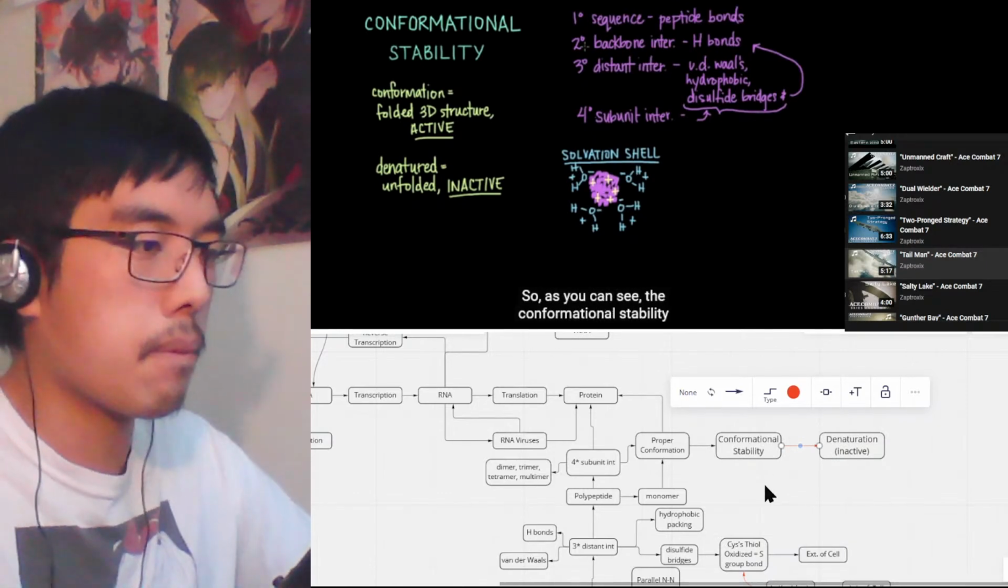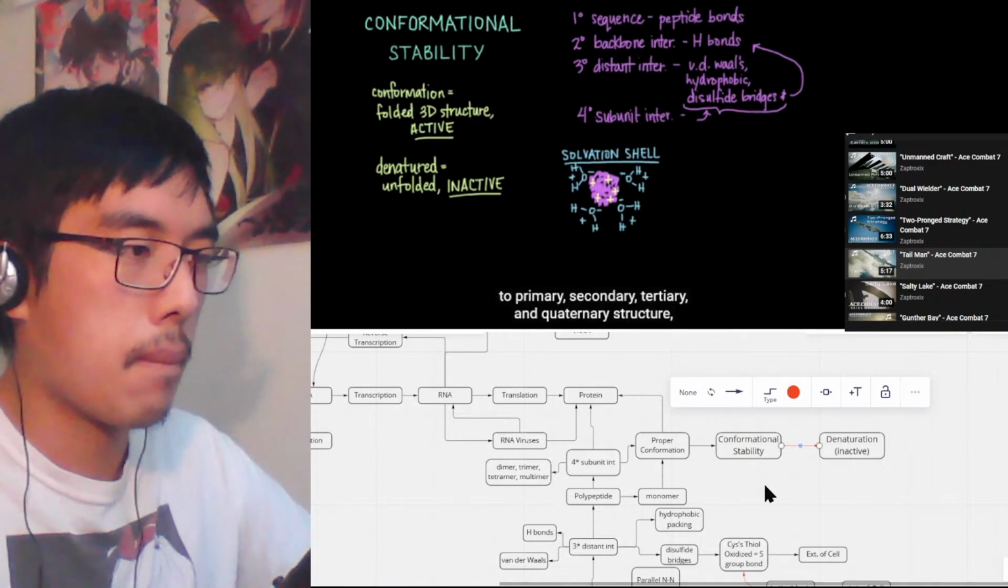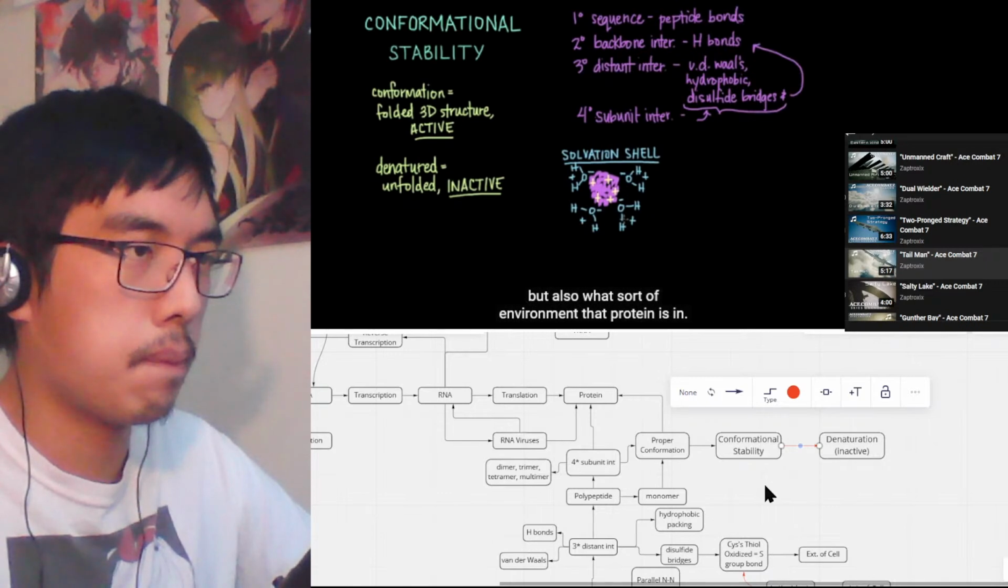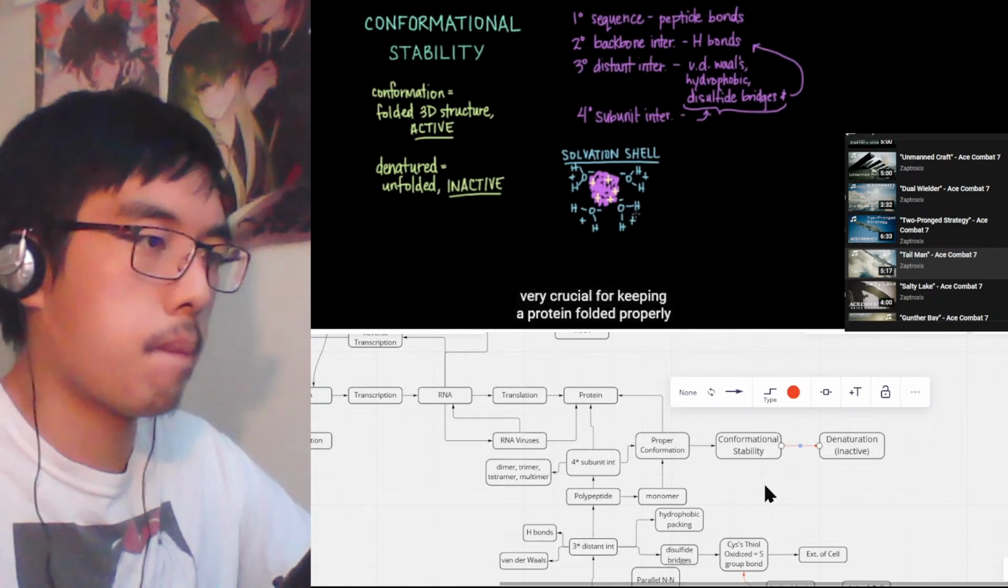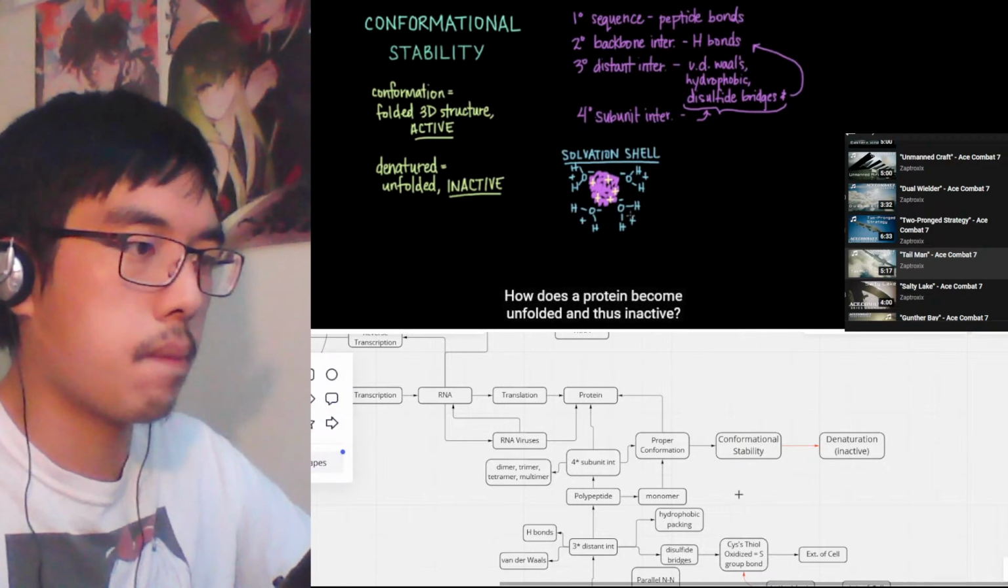So as you can see, the conformational stability of a protein depends not only on all of these interactions that contribute to primary, secondary, tertiary, and quaternary structure, but also what sort of environment that protein is in. And all of these interactions are very crucial for keeping a protein folded properly so that it can do its job. Now, what happens when things go wrong? How does a protein become unfolded and thus inactive?